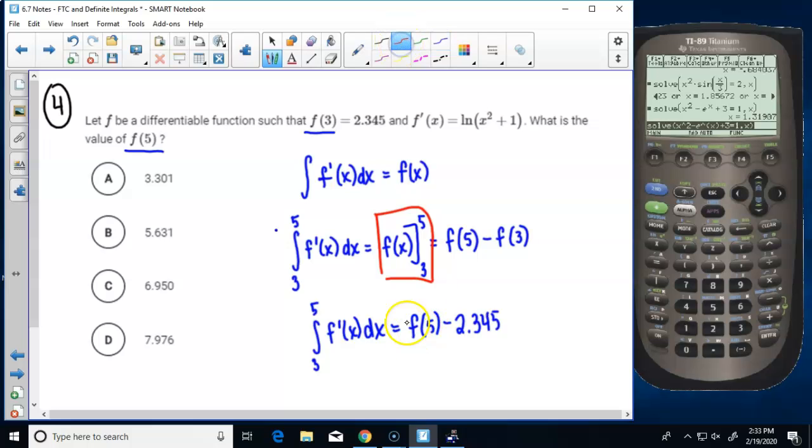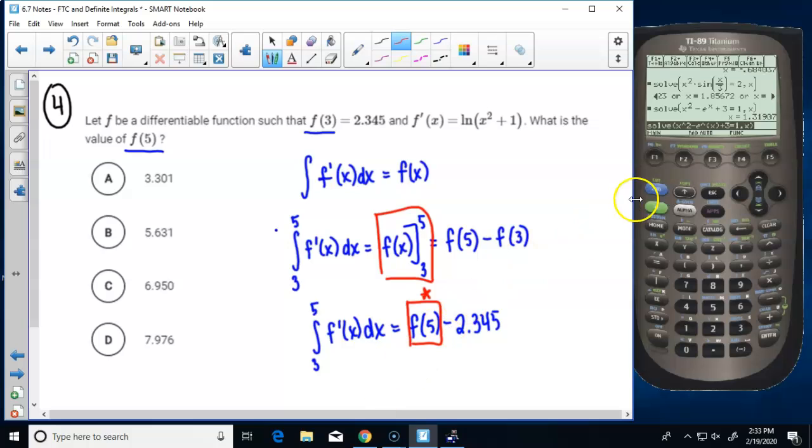Now, f of 5 is what I'm trying to solve for. That's what I'm looking for, so I'm not going to replace it with anything. The integral from 3 to 5 of f prime of x dx. I have no idea. I could plug in natural log of x squared plus 1. We do not know how to integrate that yet. Or we're not going to know how to integrate that one ever, actually. Plus, I have not shown you how to evaluate a definite integral yet. But your calculator will evaluate this for us.